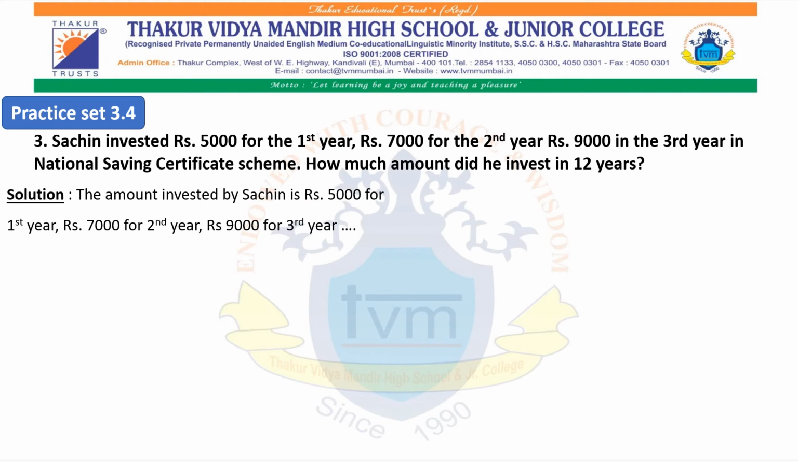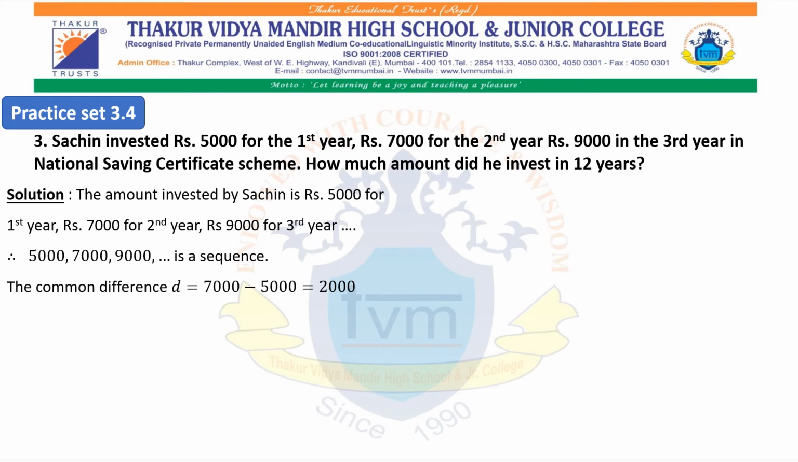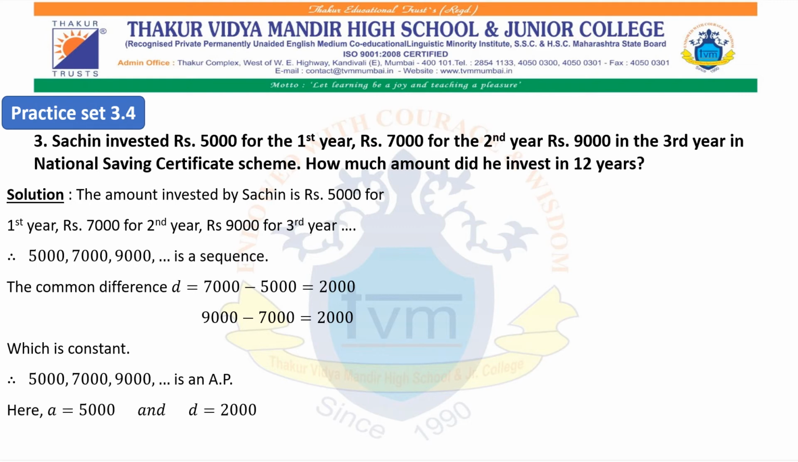The amount invested by Sachin is rupees 5000 for the first year, rupees 7000 for the second year, and rupees 9000 for the third year, and so on. Therefore these values 5000, 7000, 9000 are a sequence. Let us see the difference here. d equals T2 minus T1, means 7000 minus 5000, 2000 we got. Again we find the difference between the third term and the second term, that is also 2000. Means the difference is constant. Therefore 5000, 7000, 9000 is in AP, where a is 5000 and d is 2000.